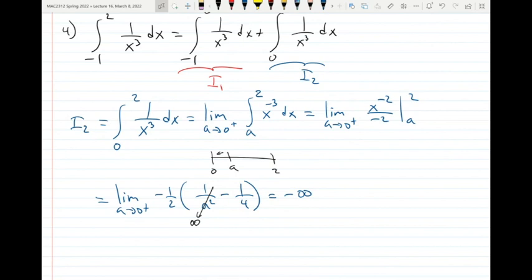So the integral diverges. Because this little integral diverges, then the big one also diverges. No need to even look at I1. You don't have to look at the first integral. Remember, for the original integral to converge, both must converge. If one of them diverges, you stop right there and you say it diverges.